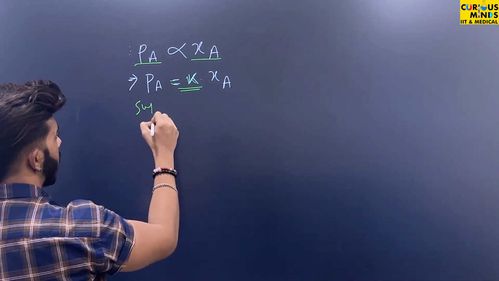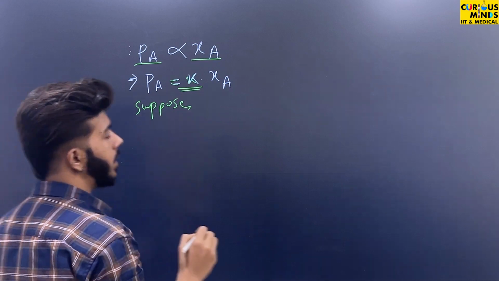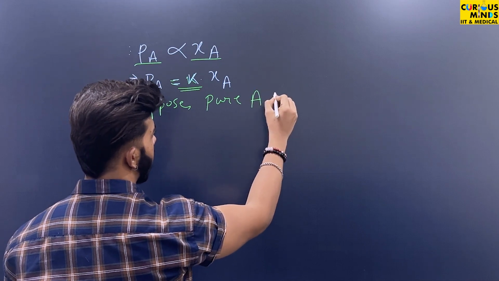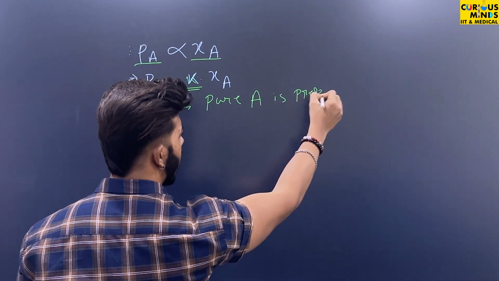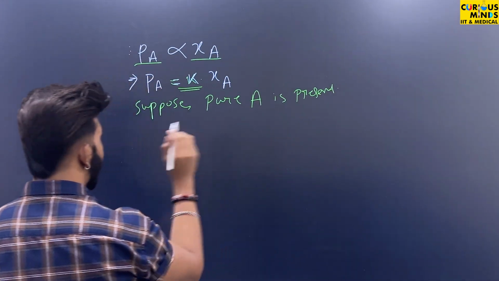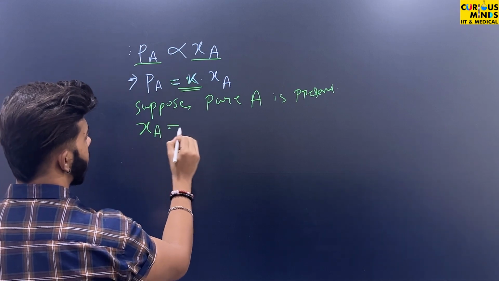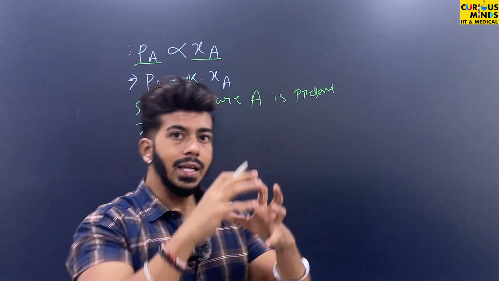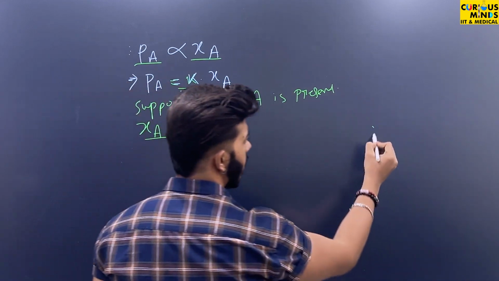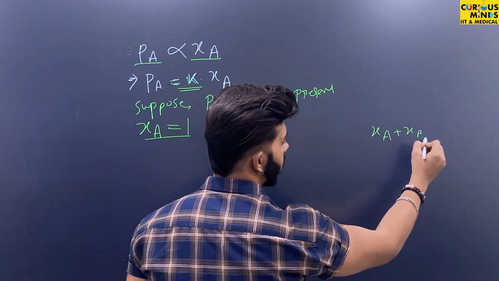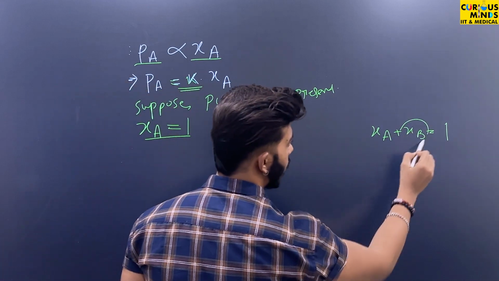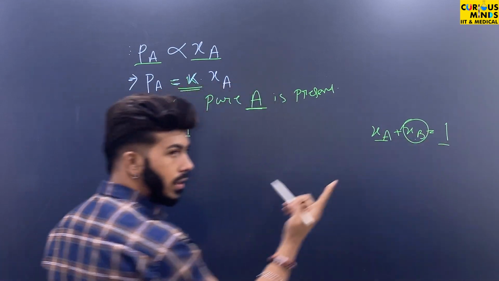So suppose that is pure A. Suppose pure A is present. That means only pure A is there. No kind of B, no kind of C, nothing. Just pure A. So in that case, XA का value कितना होगा? XA का value होगा 1. Because अगर total A ही है तो mole fraction of A कितना होगा? 1 हो जाएगा final. Because हमें तो ये पता है ना that XA plus XB मतलब सब mole fraction को मिला के कितना होता है? 1. अभी only A है, कोई भी B नहीं है, that means ये 0 हो जाएगा, और ये अगर 0 हो गया तो XA कितना हो जाएगा? 1. So XA will be 1.